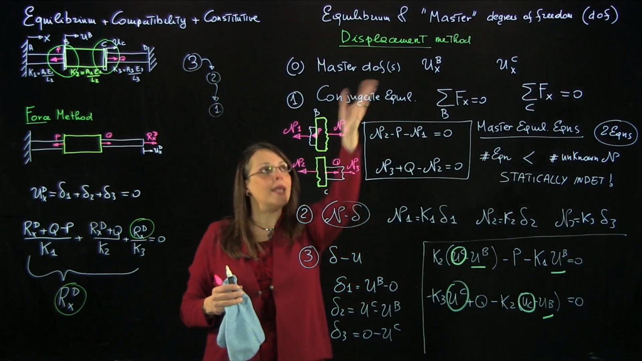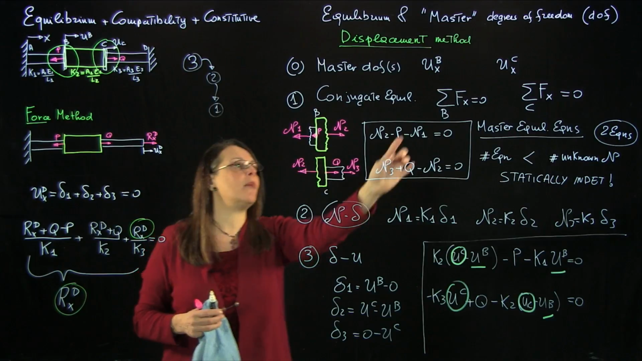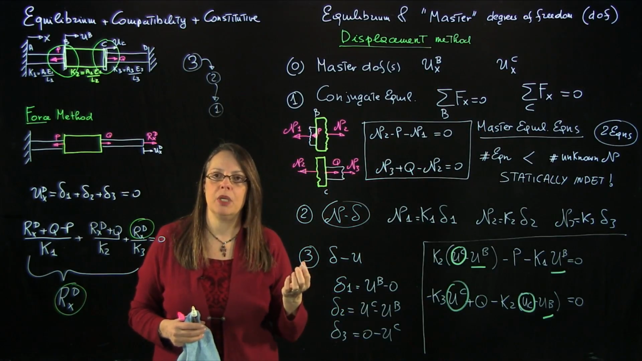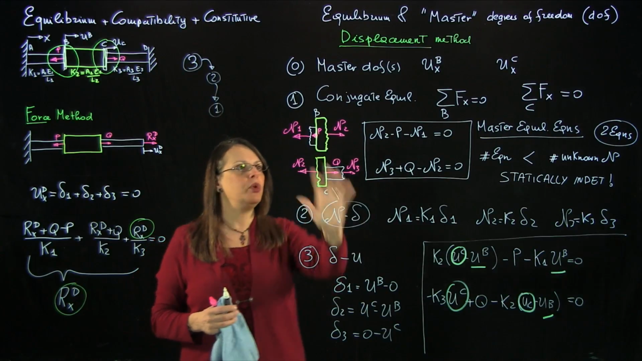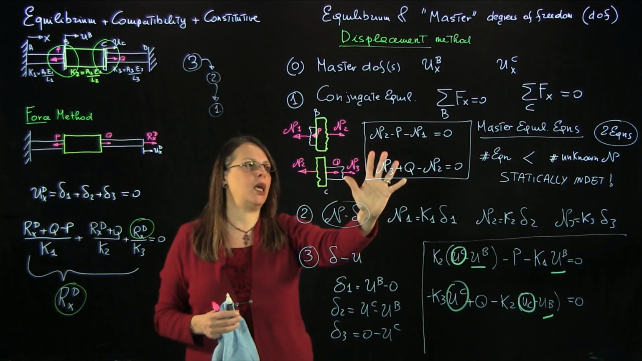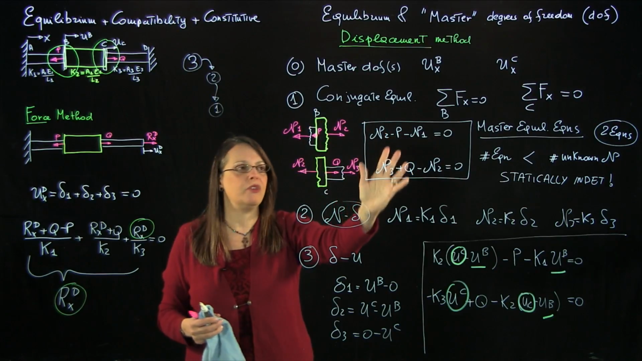So why does this method always work? It always works because you always have a number of equations equal to the number of the unknown master degrees of freedom. That's why you do not care if the system is determinate or indeterminate. You do the equilibrium, the master equilibrium, look at it and say, can I solve? If you can solve it, you're done. You find the internal resultant. From there, you find everything.